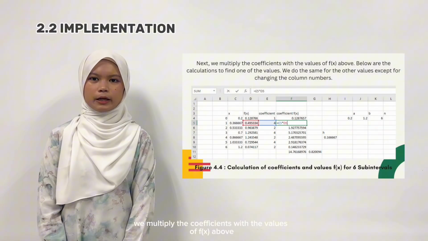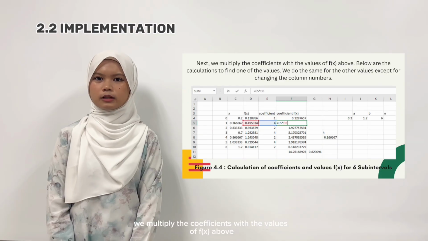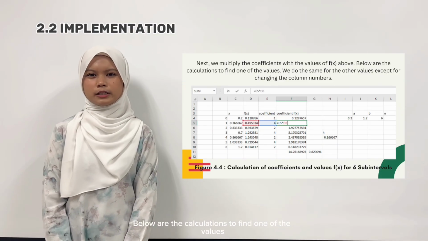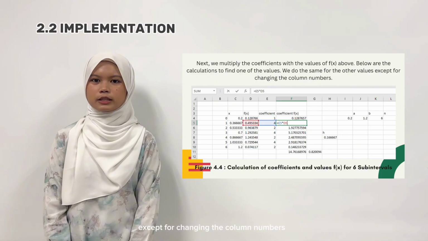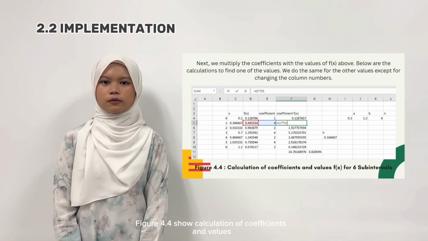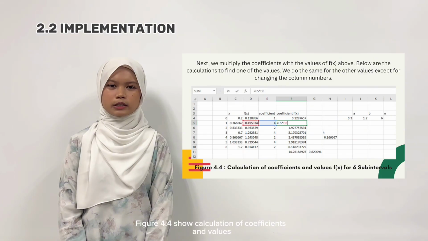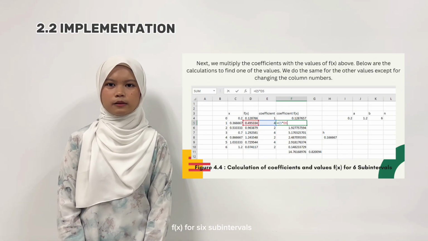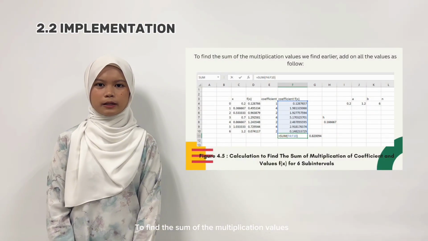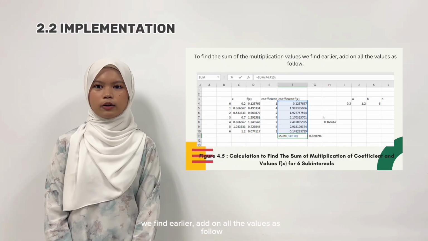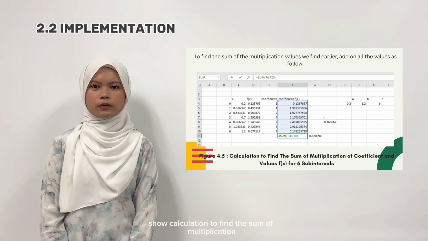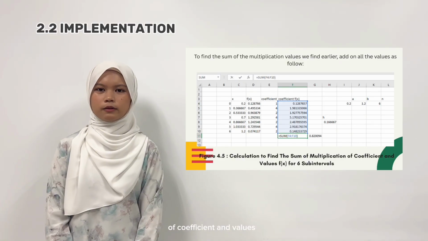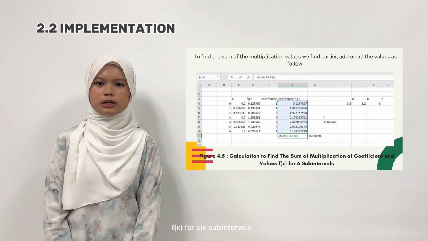Next, we multiply the coefficients with the values of f(x) above. Below are the calculations to find one of the values. We do the same for the other values except for changing the column numbers. Figure 4.4 shows calculation of coefficients and values of f(x) for 6 subintervals. To find the sum of the multiplication values we found earlier, add all the values as follows. Figure 4.5 shows calculation to find the sum of multiplication of coefficient and values of f(x) for 6 subintervals.